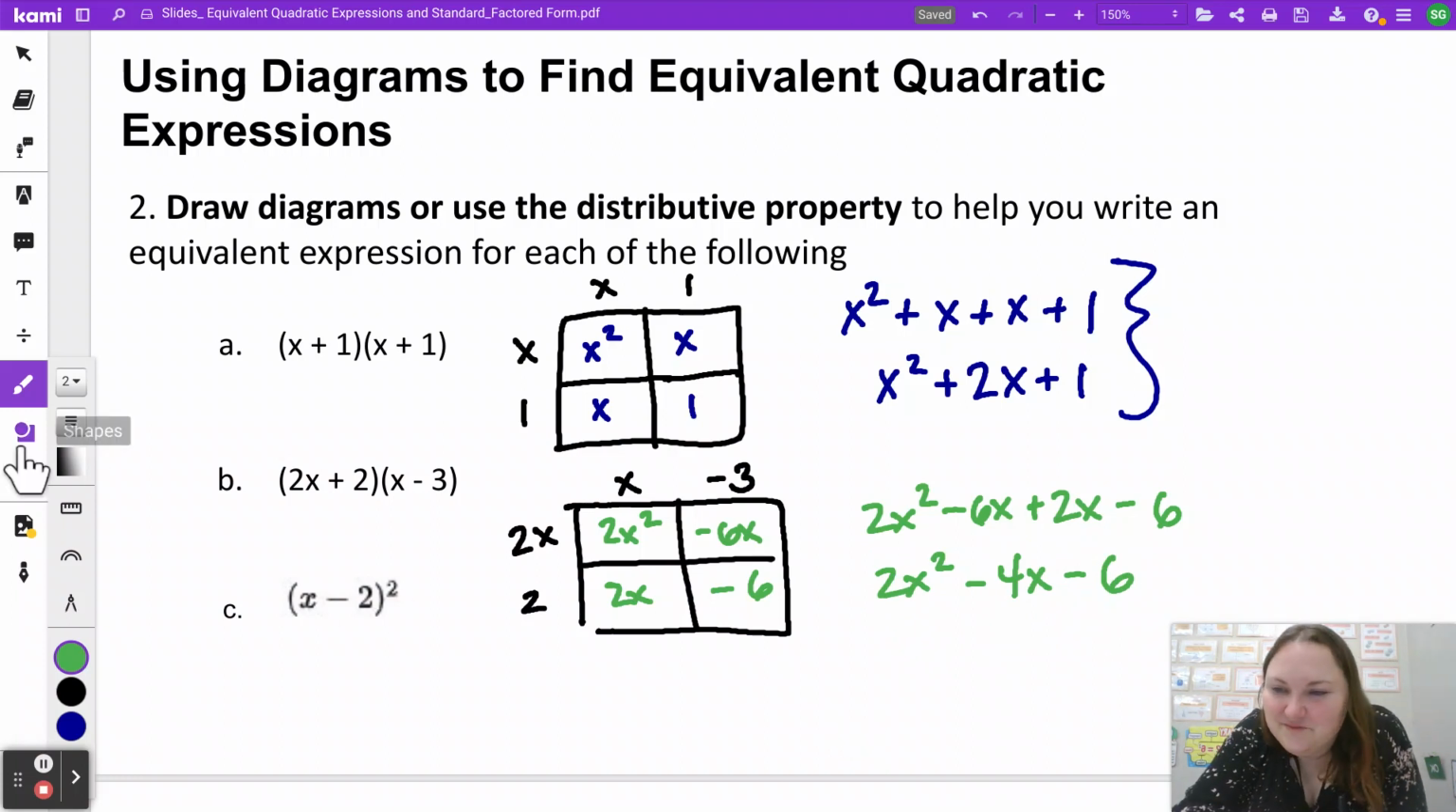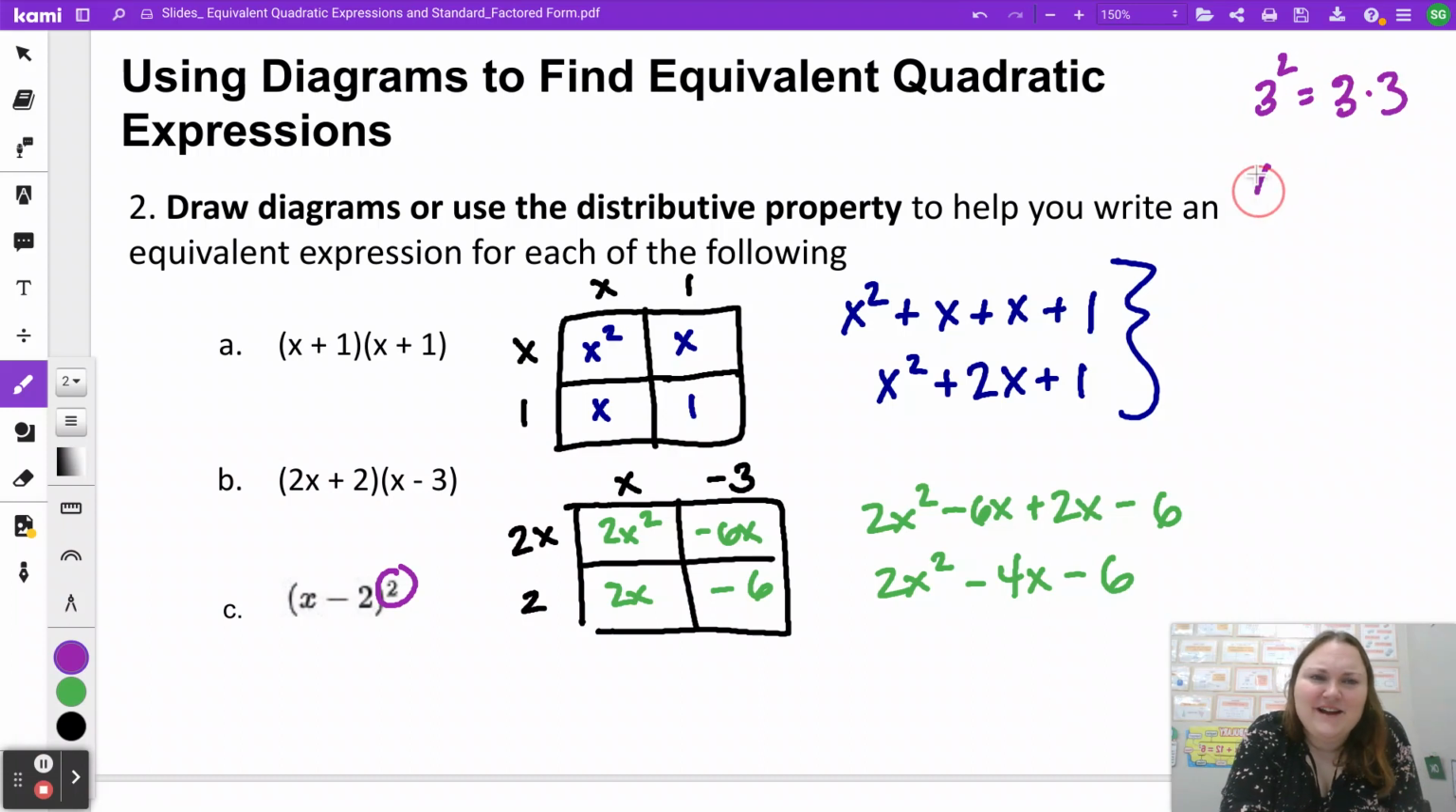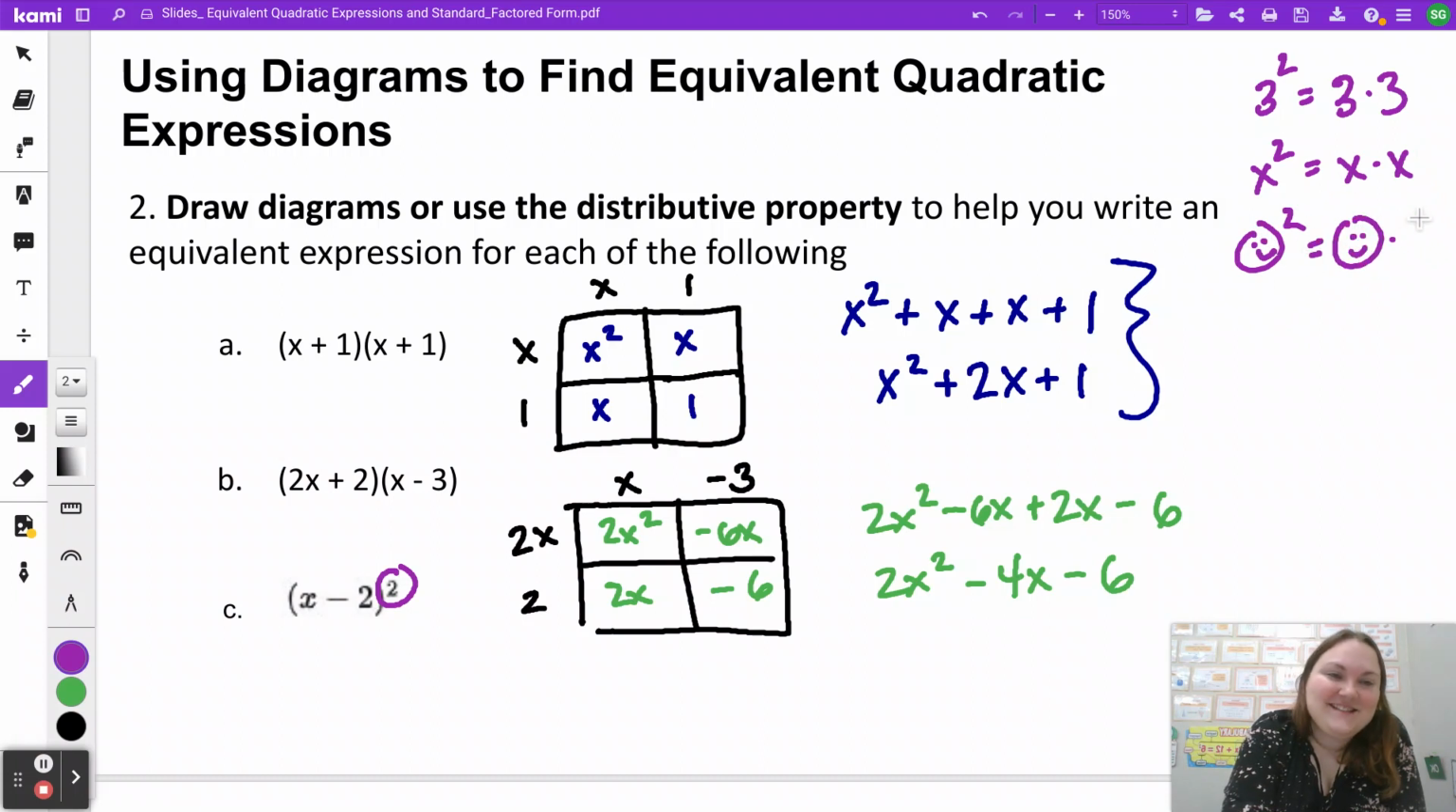For this final one, you have to think a little bit about what this means here. So I want to go back to what you know about squaring stuff. If I ask you what 3 squared is, well, 3 squared means 3 times 3. Or if I ask you what x squared means, x squared we said earlier at the beginning means x times x. If I ask you what smiley face squared means, it means smiley face times smiley face. Squaring anything just means you're multiplying it by itself.